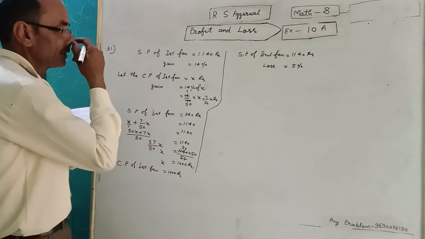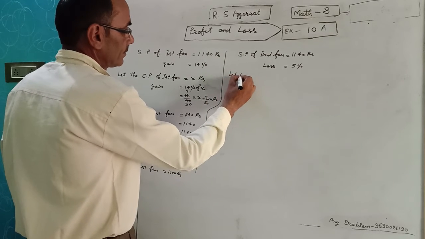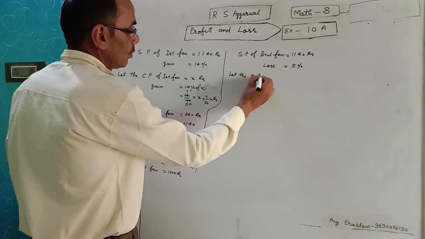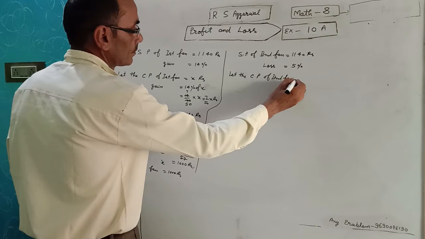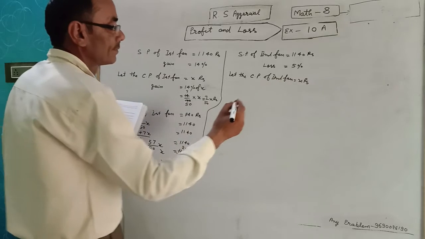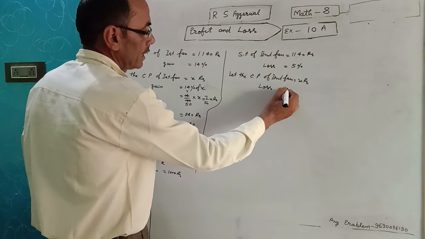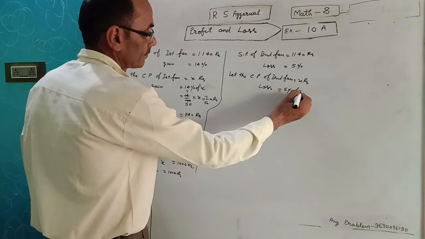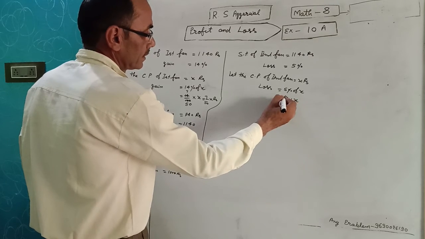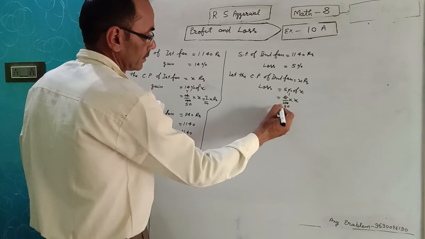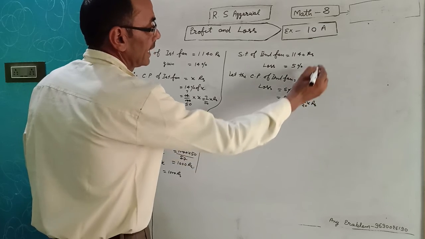As we find the CP of the second fan, let the CP of second fan be equal to X rupees. Get loss is equal to 5% of X. 5 upon 100 into X. 1 and 2, 1 upon 20x rupees.